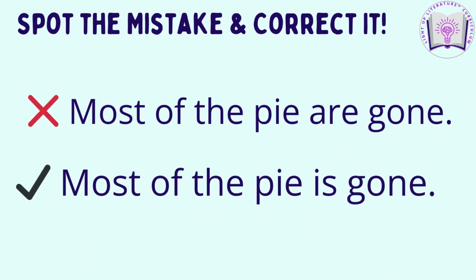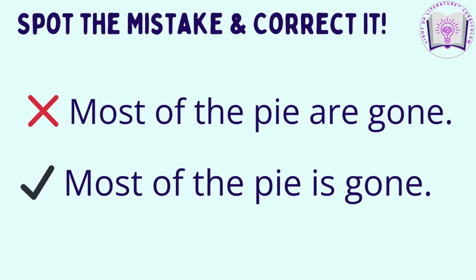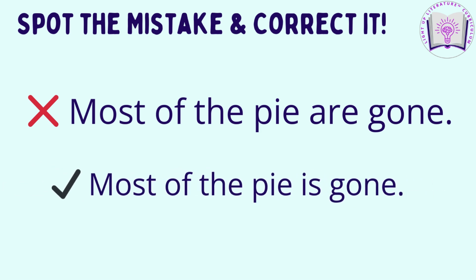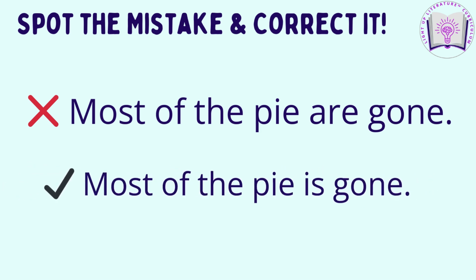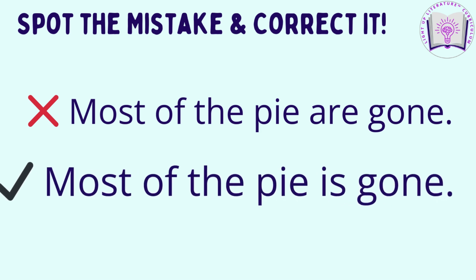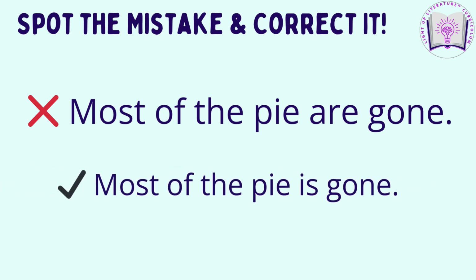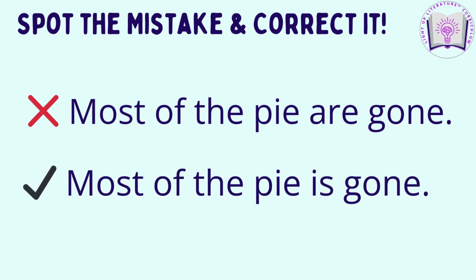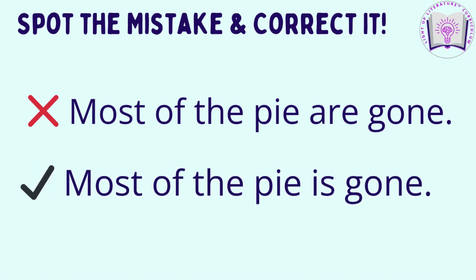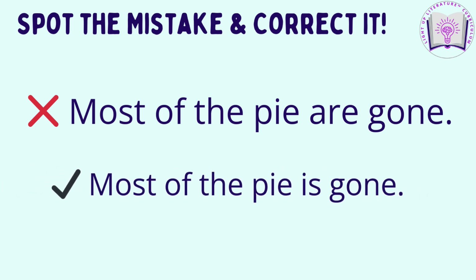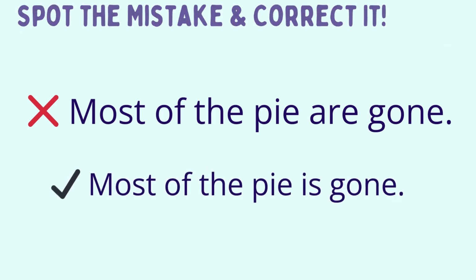All right, spot the mistake. Most of the pie are gone. So most is another one of those that doesn't want to commit. So we've got most of the pie. Pie is singular. It's one piece of pie. Are gone. So our correct answer is most of the pie is gone.